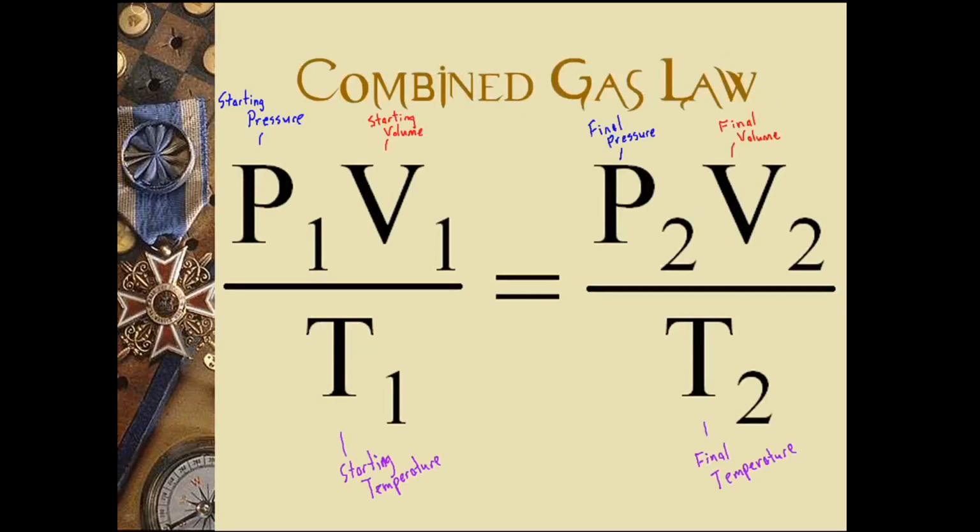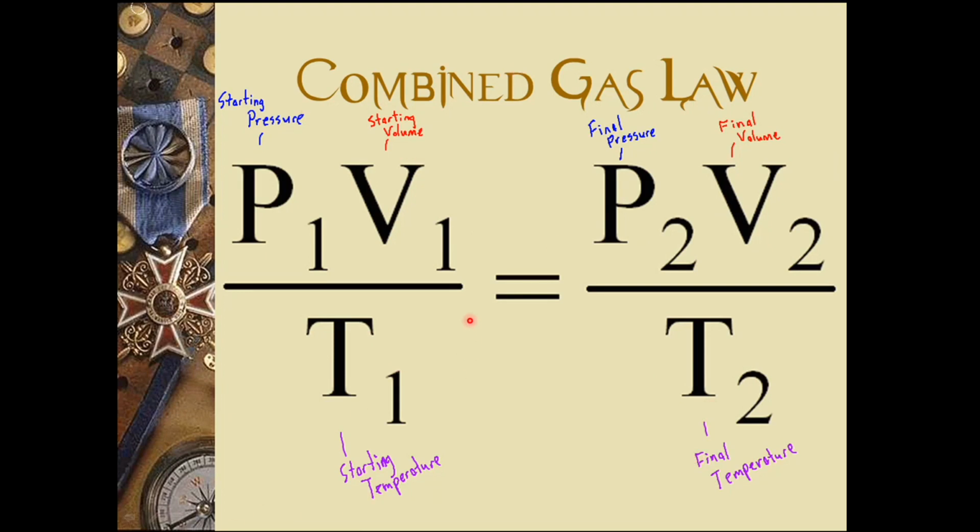The combined law has the starting pressure and the starting volume over the starting temperature, equal to the final pressure and the final volume over the final temperature. That's the general layout for the combined gas law.